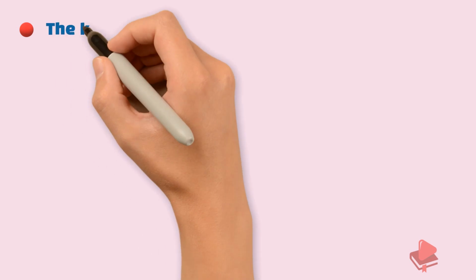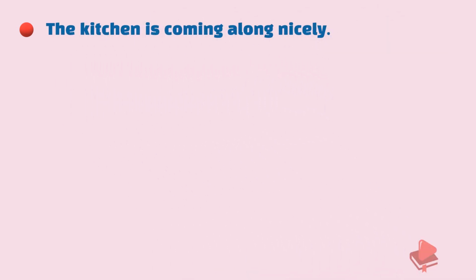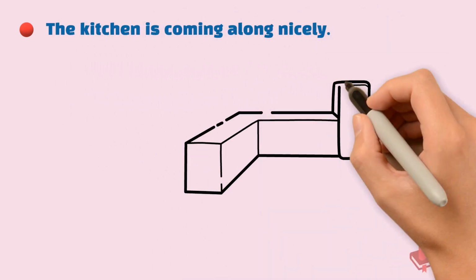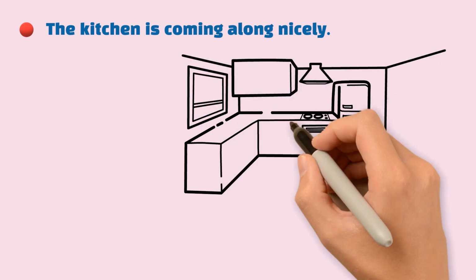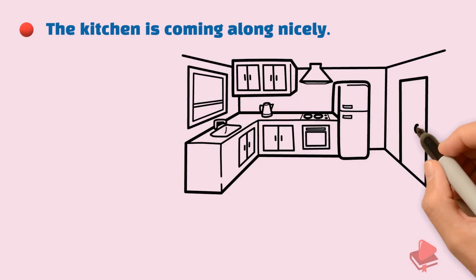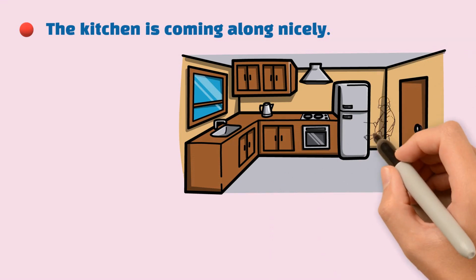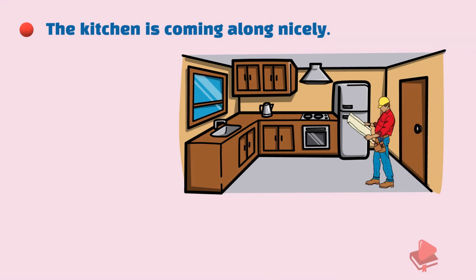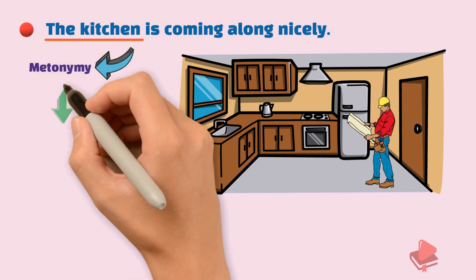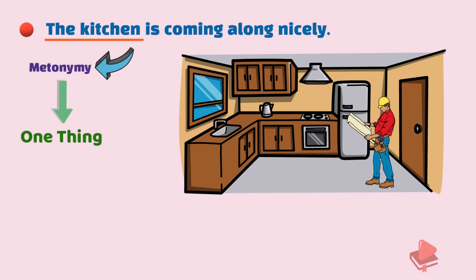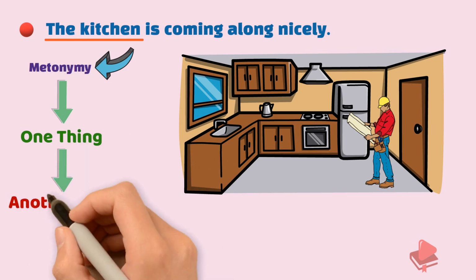Let's see one more example. The kitchen is coming along nicely. This example means that the renovation work on the kitchen is moving quickly and efficiently. Because the kitchen is the room being worked on, we can simplify the sentence using only the kitchen as a metonymic phrase. So this sentence is an example of metonymy. We can say that metonymy is a figure of speech where one thing is replaced by another thing which is closely linked with it.